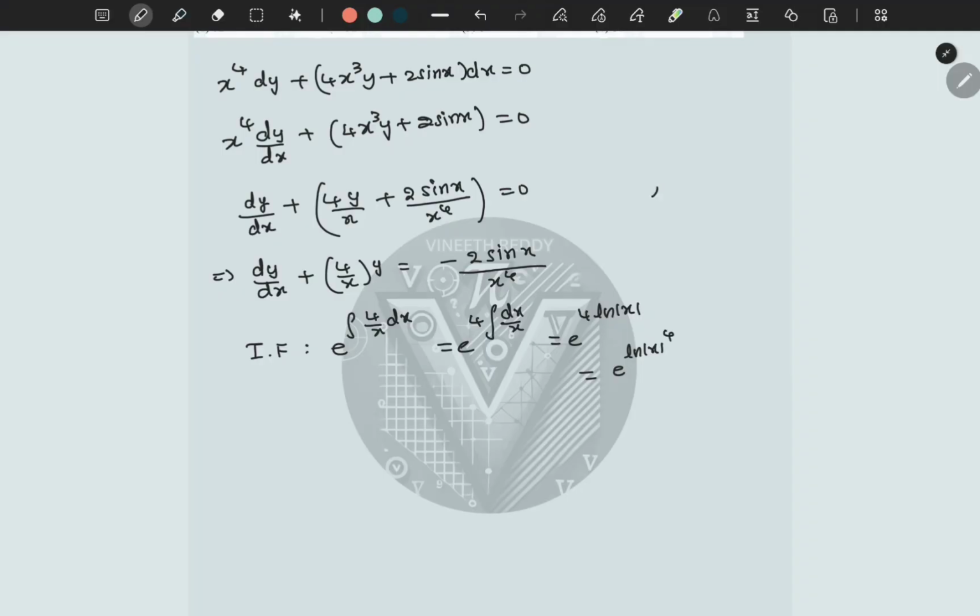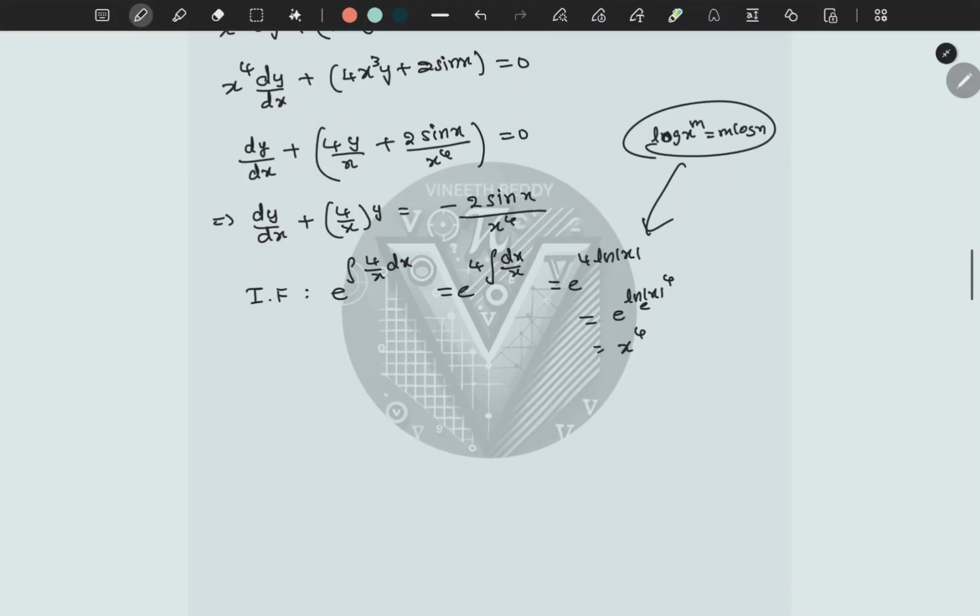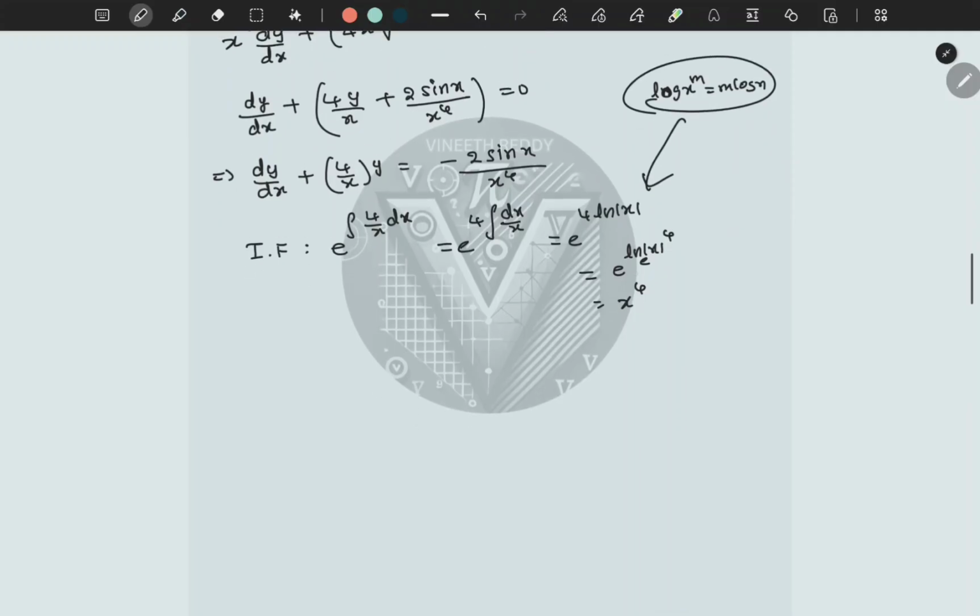So here log x power m is m log x. So we are using that particular property here. Now this is the anti-log property. We get e power ln x power 4, which should be simply x power 4. I hope you are with me. You know this particular property, right? Exponent and log cancel out each other because e is the anti-log. Anyways, we get the integration factor as x power 4.